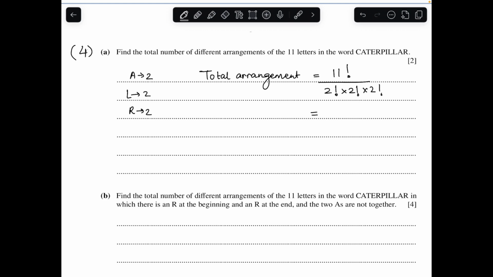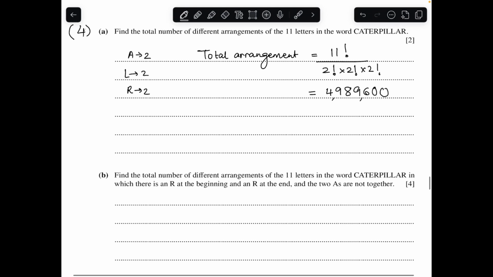So this works out to be 498,960. That means it is 4,989,600. Alright. Now find the total number of different arrangements of the 11 letters in the word caterpillar in which there is an R at the beginning, an R at the end, and the two A's are not together.